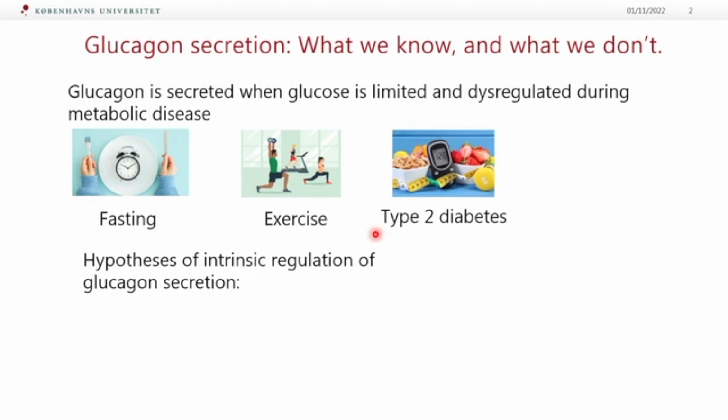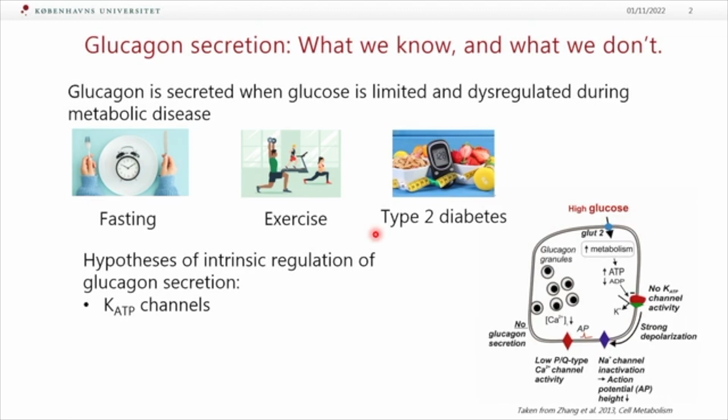As you may remember from Jacob's earlier talk, there have been several mechanisms proposed for the intrinsic regulation of glucagon secretion. And the most highly cited of which involves the KATP channels in a similar mechanism to how glucose stimulates insulin secretion from beta cells. And this is depicted in this diagram here, where the increase in glucose uptake and metabolism produces ATP, which closes the KATP channels and causes a depolarization of the membrane.